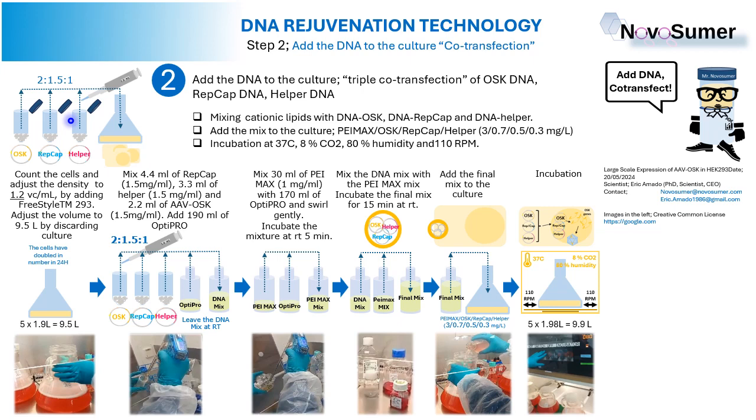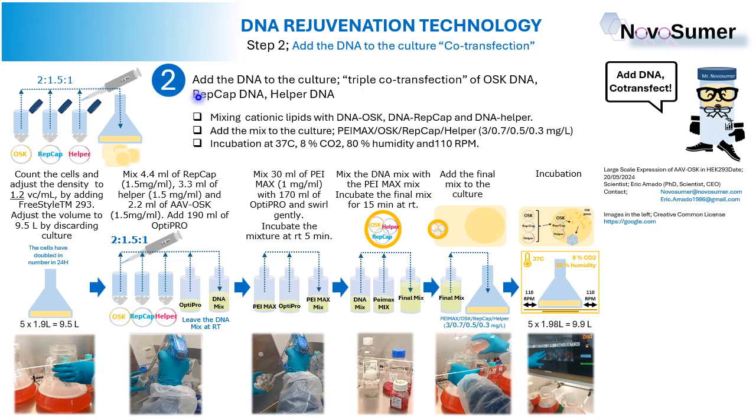It's very important to keep the ratios. Ratios are very important. The ratio for the OS genes is two parts of OS DNA, 1.5 part of the RepCap and 1 part of the helper DNA. Keeping these ratios is very important, but no worries. I have calculated the amount of DNA that you have to add. I have done it for you. So let's read with me. In this slide, we will read together a lot.